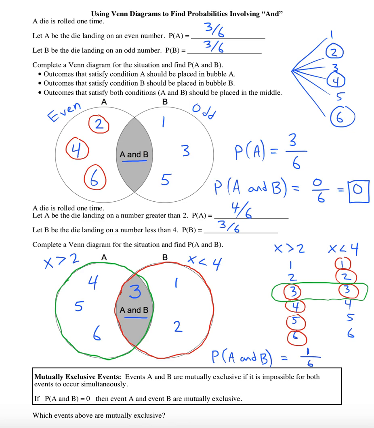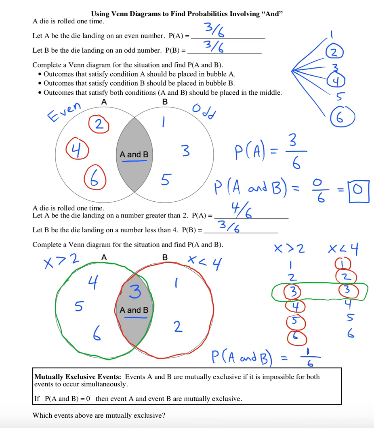All right. That brings us to the definition of mutually exclusive events. Events A and B will be mutually exclusive if it's impossible for both events to occur simultaneously. When that happens, we find that the probability of A and B is 0, meaning they can't both happen simultaneously.